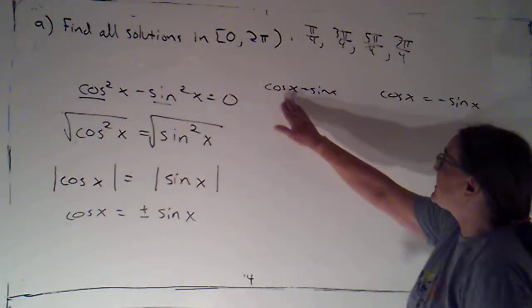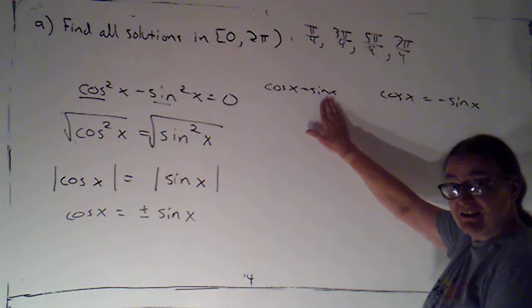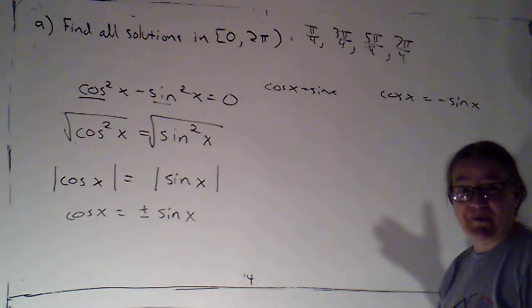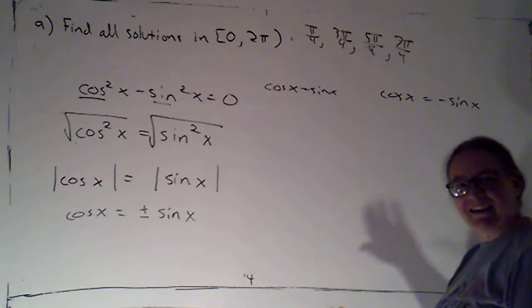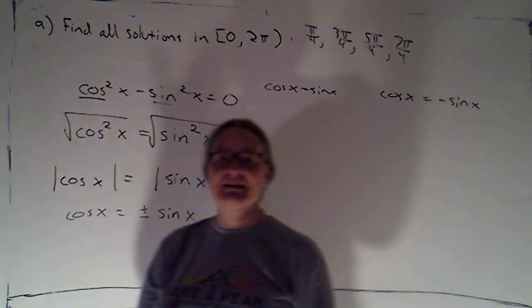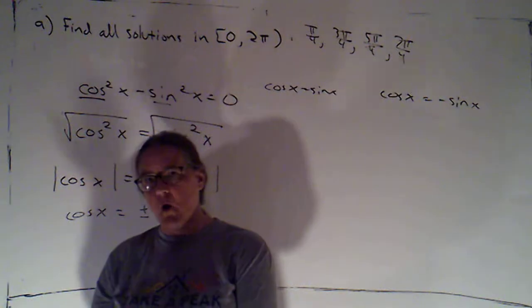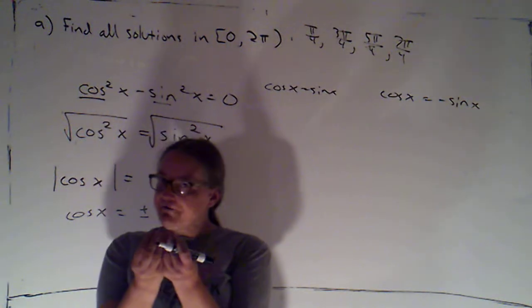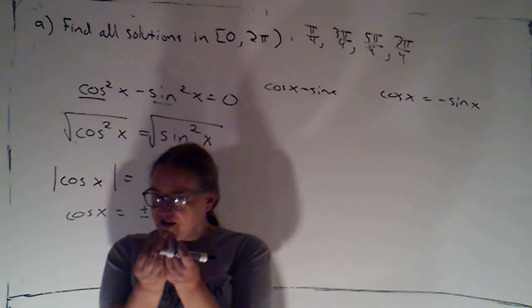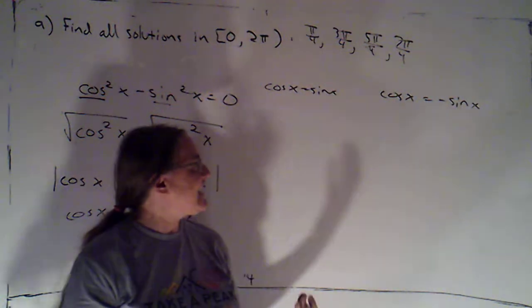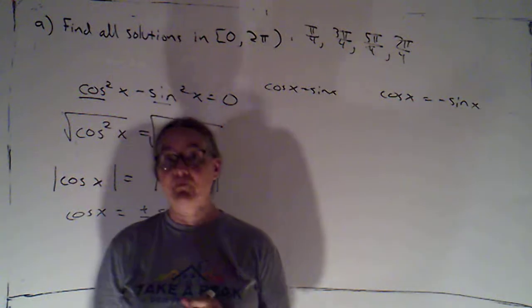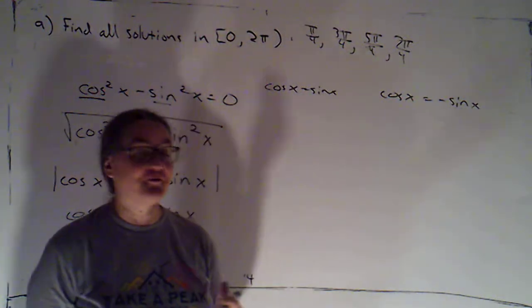Now, if this was cosine x equals 2 sine x, I don't know off the top of my head an angle whose cosine is twice the sine. Then I would have to use some identities to try to get things to be just one trig function. But if I've got sine and cosine, and the relationship is that they're equal or opposite, I can recognize that means my reference angle is pi over 4.